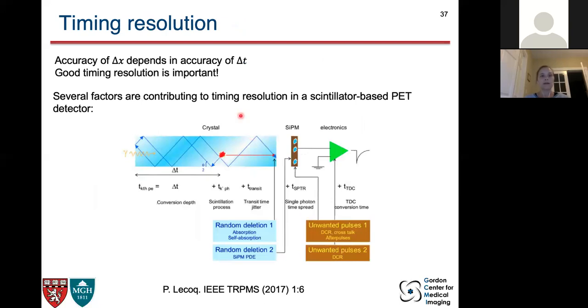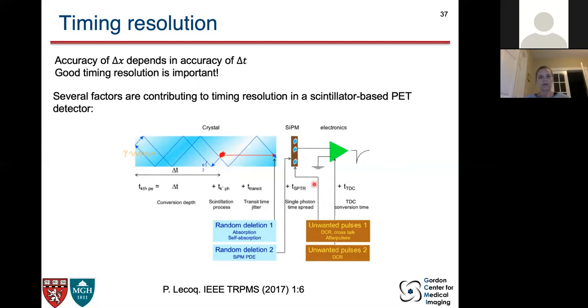Because of this, timing resolution is an important concept in time of flight PET, because the accuracy of the delta X, meaning the position along the line of response, will depend on the accuracy of the delta T, the difference in timing. To calculate this value accurately, you need good timing resolution, meaning that you need to be able to determine the interaction timestamps in each of the detectors with good precision. And there are several factors contributing to timing resolution in a scintillator-based PET detector.